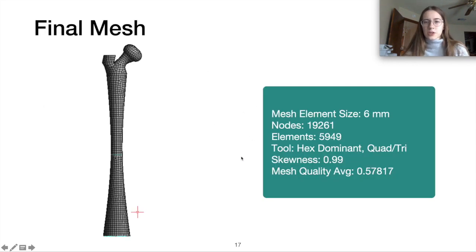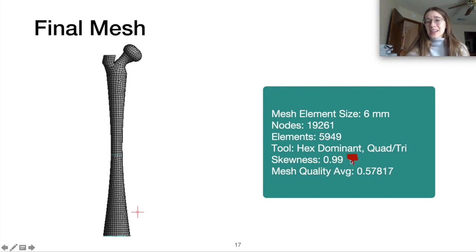So here we go. Here's the description of it. The mesh element size was 6 millimeters. I used the hex dominant quad/tri. I saw a paper where they did the mesh of a femur, and they both had their good sides and their bad sides using triangular meshes or quadrilateral meshes. So I decided to go with the quadrilateral, well, the hex dominant, which uses a little bit of both. Here are the amount of nodes and elements I have.